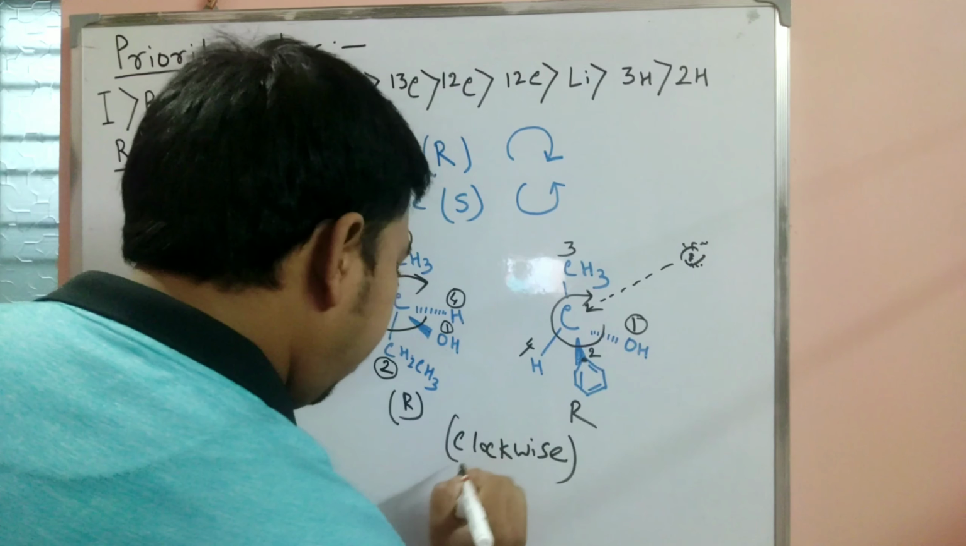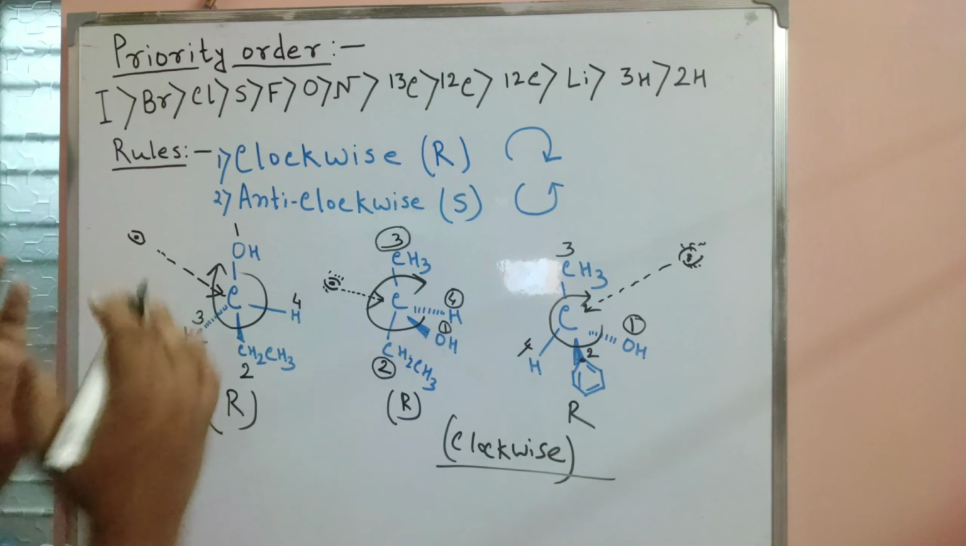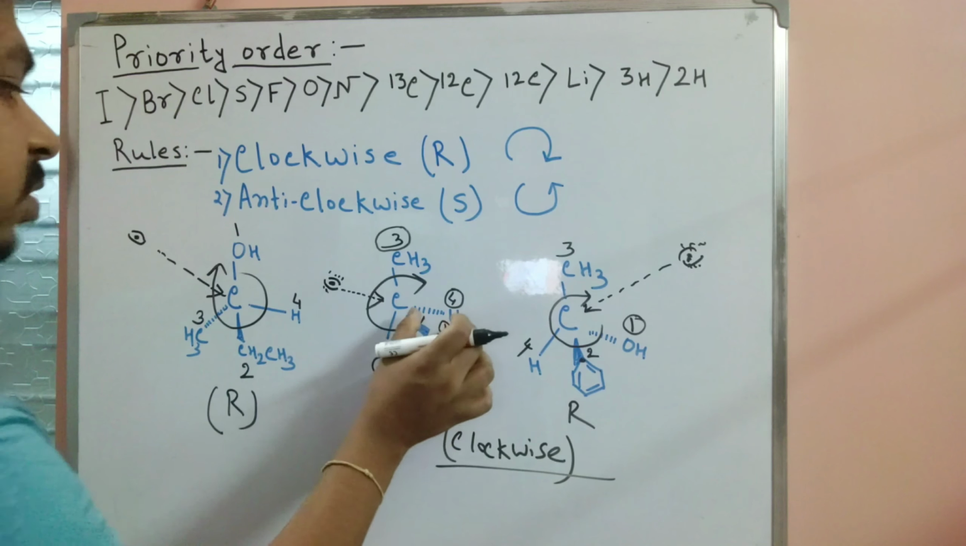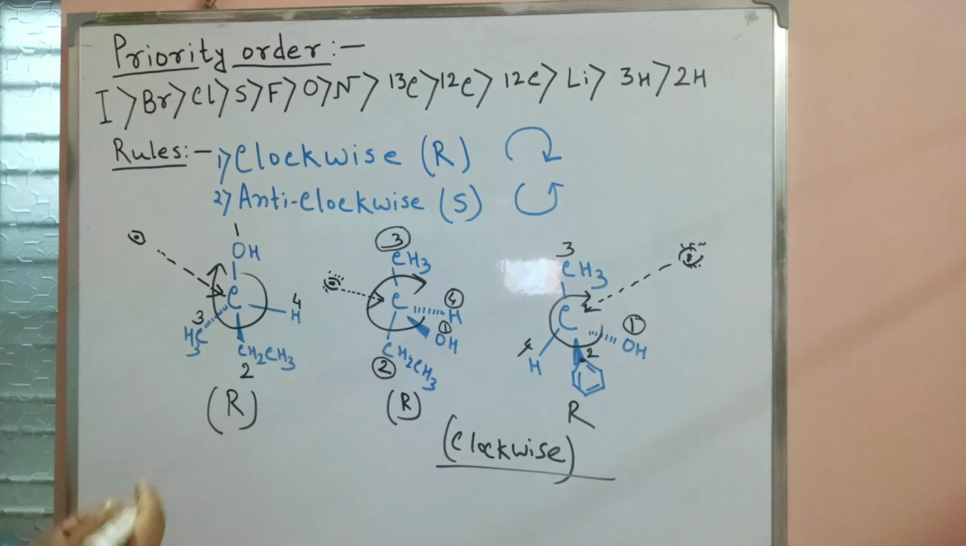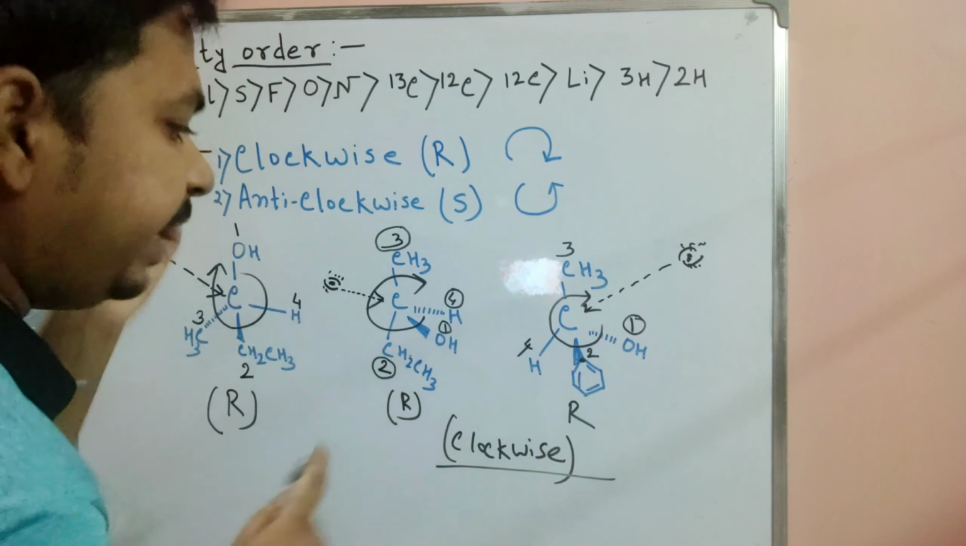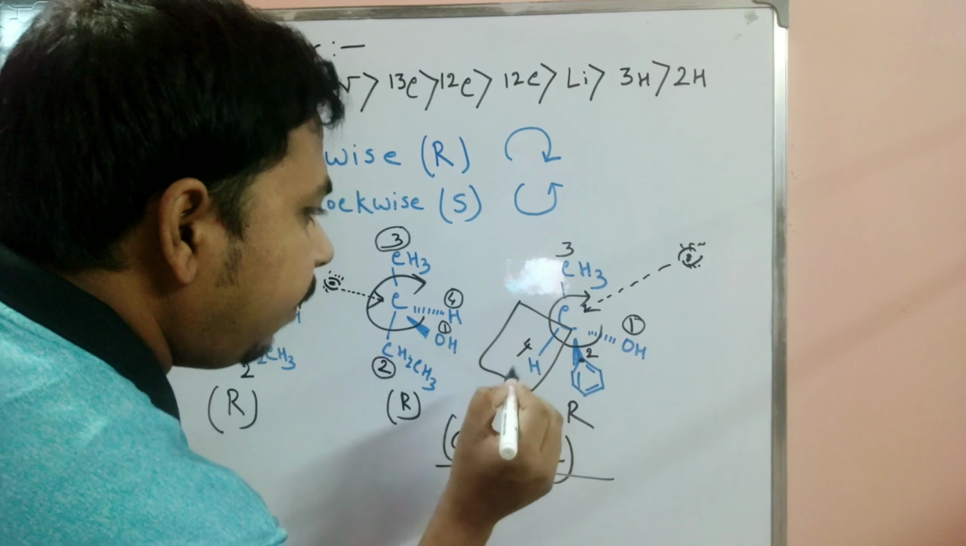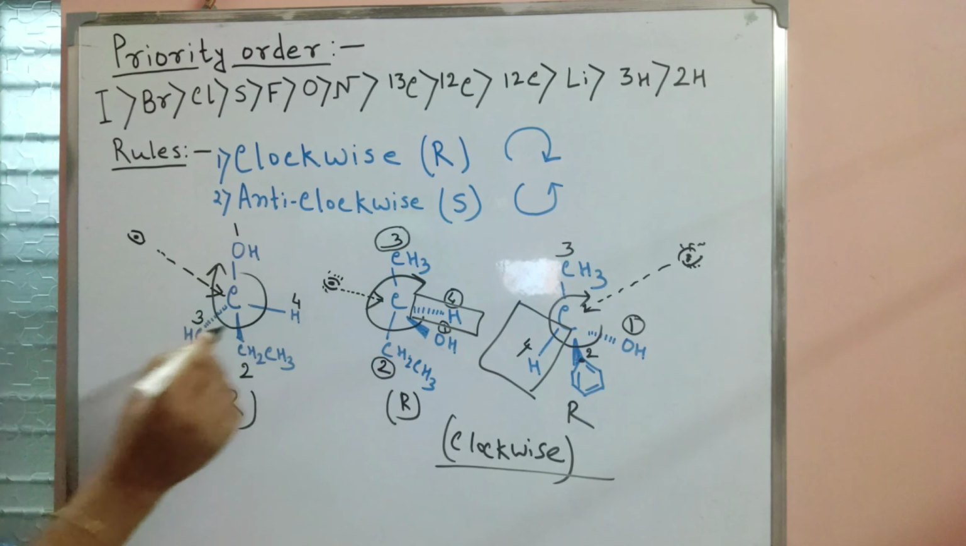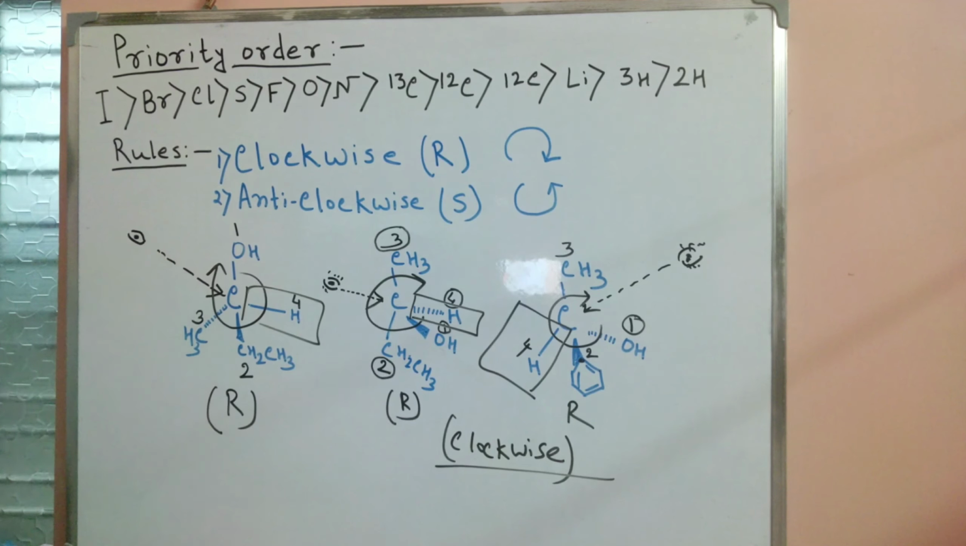One of the important things is our direction. Our point of view should be on the side opposite to where the hydrogen is present. Here hydrogen is in the opposite direction, and here also hydrogen is in the opposite direction.